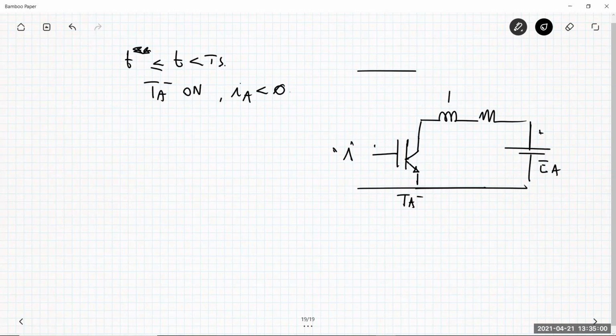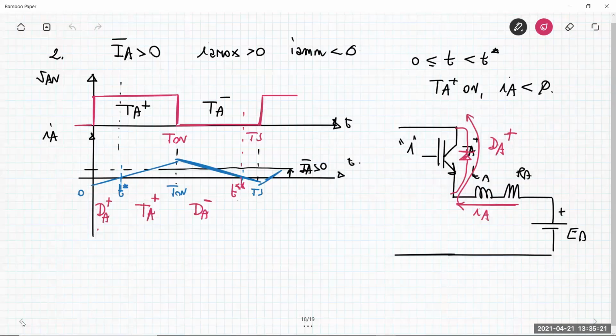EA, as usual, LA, RA. Ta plus is off, so I'm not considering it. Now the current is negative, so the current flows in this direction. This current can be conducted by the transistor. Okay, so now it is Ta minus that conducts the current, Ta minus, and then etc.